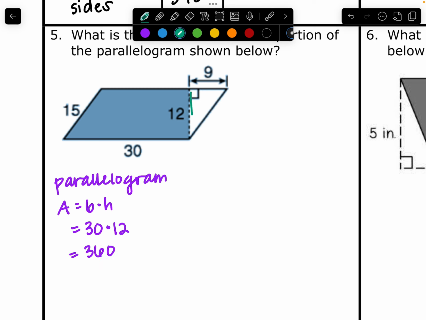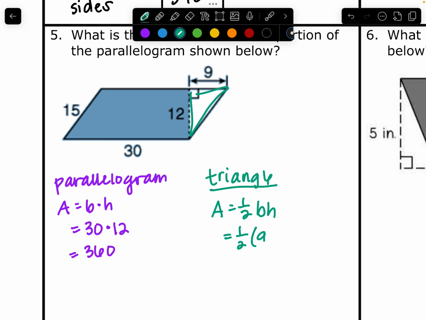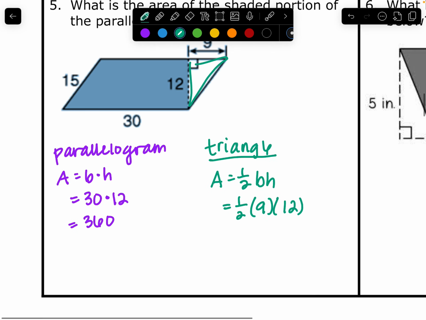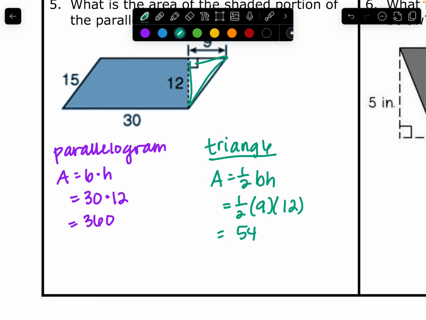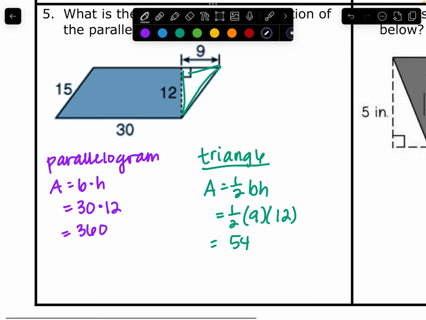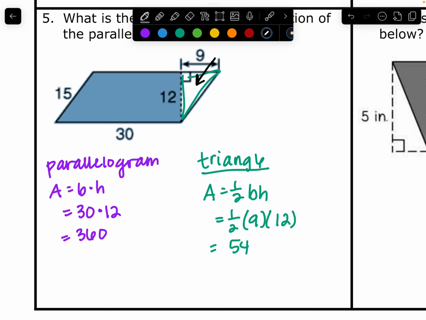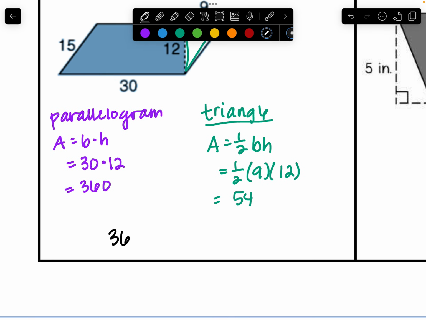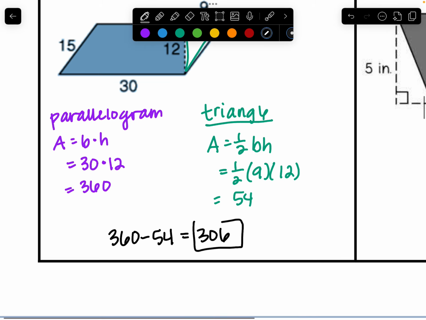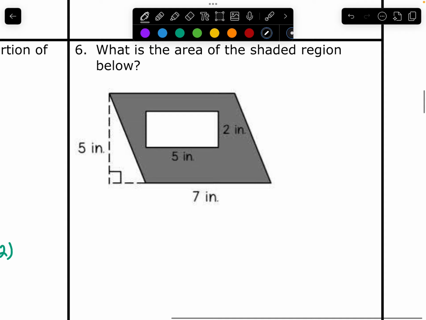Then I will do the area of this missing triangle, and that would be 1/2 base times height. The base of the triangle is 9, and the height is 12. That'll be 54. So since this triangle is missing from the parallelogram, it's not being added on, it's being taken away, we're going to subtract. And that'll give us 306. Go ahead and try number 6.